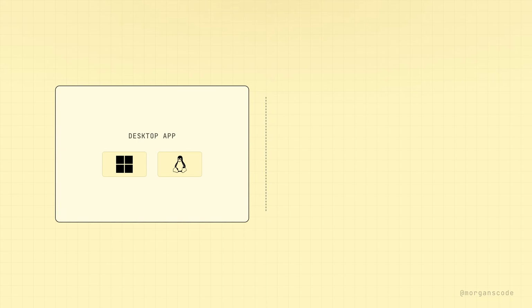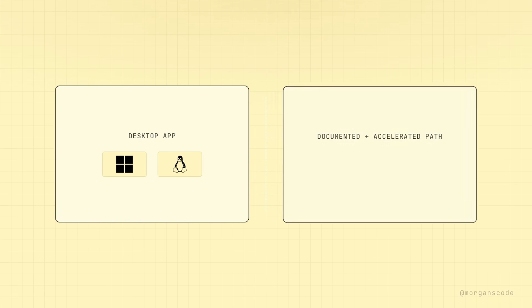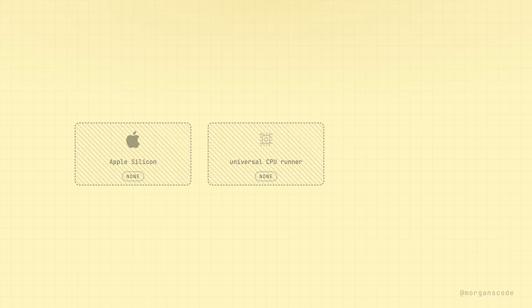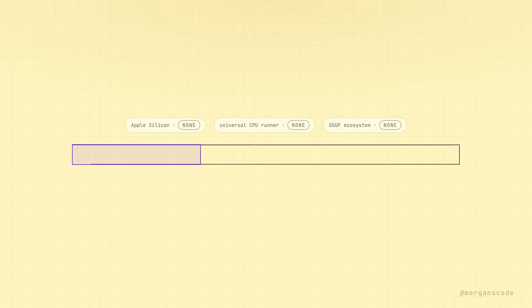FreeToken also advertises a desktop application for Windows and Linux, but the core documentation and accelerated setup are still heavily focused on Linux and NVIDIA. There is no comparable Apple Silicon path right now. It is not a universal CPU runner, and it does not have llama.cpp's enormous GGUF ecosystem. Most supported checkpoints use Hugging Face safetensors, although Gemma 4 has native GGUF support.